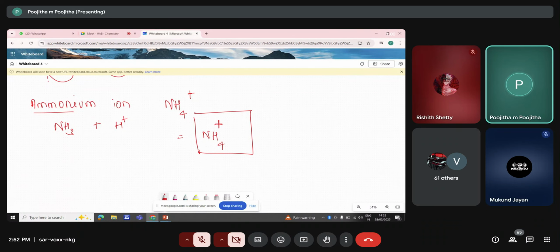Is it clear? Yes, ma'am. Okay. Let us write certain examples for negative radicals. Already I wrote one example, carbonate, hydroxide, nitrate, you have learned, sulfate, bisulfate, dichromate, bicarbonate.